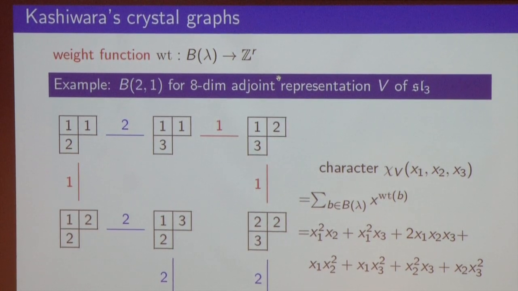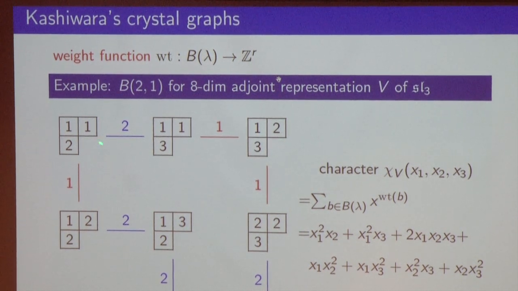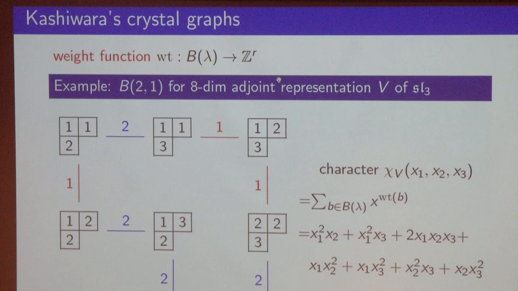And part of the structure of the crystal graph is it's got some edges which are colored by the Dynkin diagram, the set I, which encodes to some extent the action of the Chevalley generators of SL3 in this representation. So I won't actually talk much about these edges. Most of the time, I'll be mainly concerned with this weight function. This is a function from the vertices to a lattice, so each vertex in this crystal graph comes with an integer vector, which is its weight.